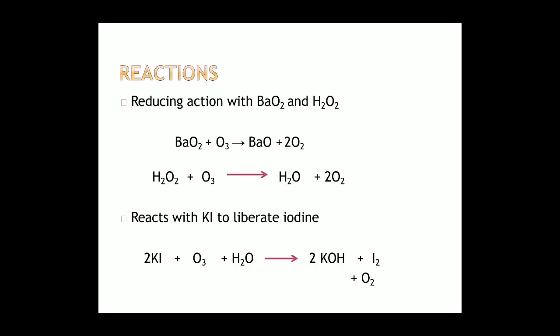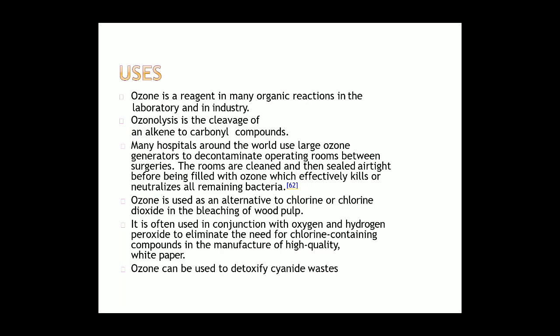What reactions happen with ozone? Reducing action with barium oxide and hydrogen peroxide. Barium oxide, when it reacts with ozone, is reduced. Same with hydrogen peroxide. Hydrogen peroxide, when it reacts with ozone, is reduced to water. It reacts with potassium iodide to liberate iodine: 2KI plus O3 plus H2O. This gives us iodine.